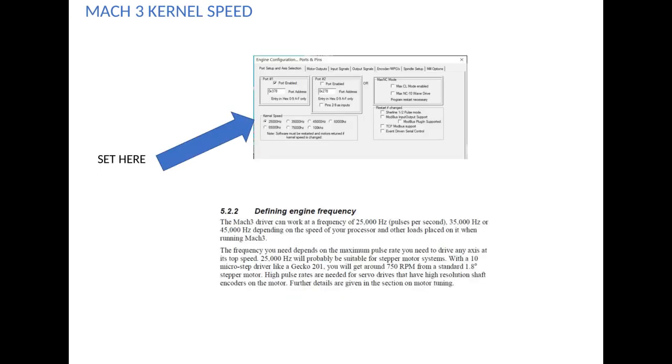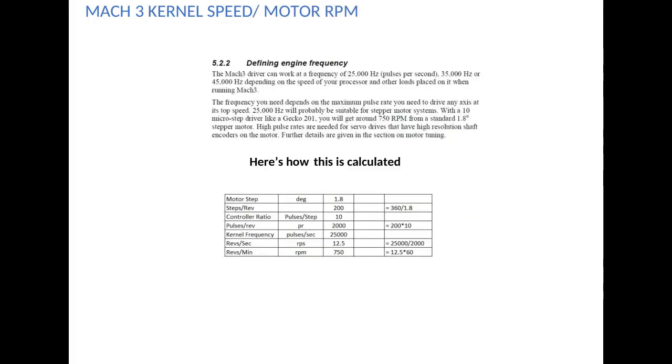The kernel speed of the Mach 3 can be set to one of 5 settings between 25 kHz to 100 kHz. This is the maximum frequency that the step pulses can be sent out of the parallel port. The manual says that at 25 kHz you'll get about 750 RPM on a 10 microstep controller on a standard 1.8 degree stepper motor. Okay, a little sidebar here. How did they determine this? The table shows the calculation using the parameters the Mach 3 manual has given. What we can see is that there is a maximum speed of motor rotation that depends on the kernel speed, and this of course limits the velocity of travel.